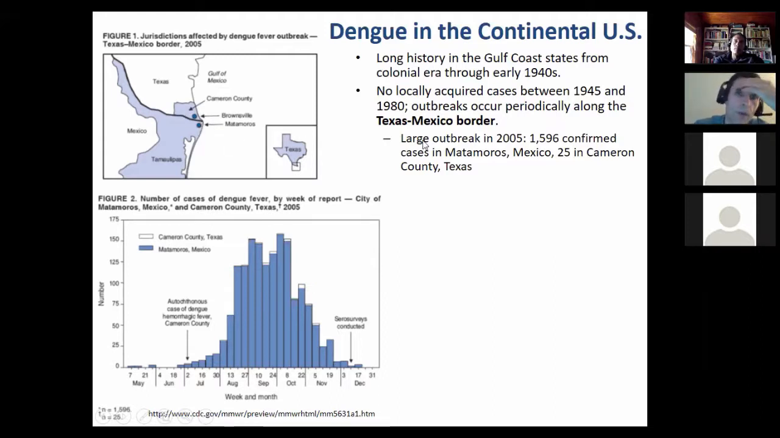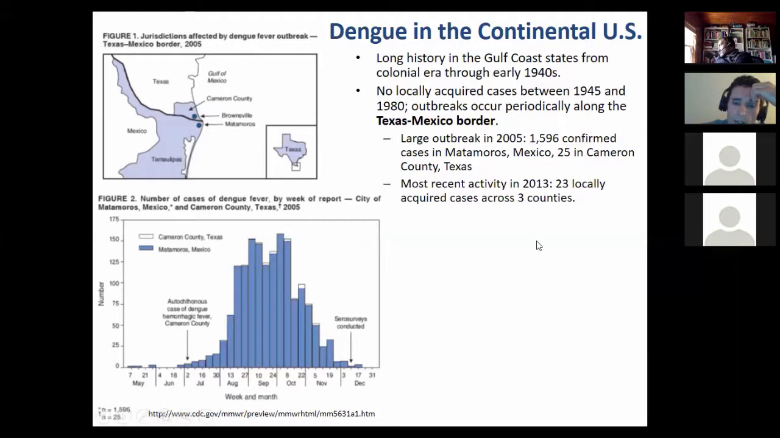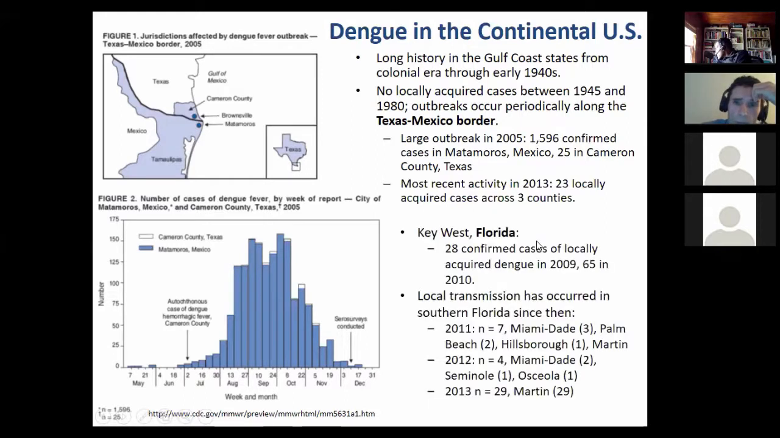But this is something we see repeatedly when we have large outbreaks on one side of the border. They tend to be smaller on the American side. And this is just the epidemic curve from that particular outbreak. And you can see the Mexican cases are in blue, and the Texas cases are in white there. Now, since then, there's been more activity. In 2013, there were 23 locally acquired cases in Texas across 3 counties. And then we've also had outbreaks in Florida, Key West, 28 confirmed cases in 2009 and 65 in 2010, and just a handful here and there.